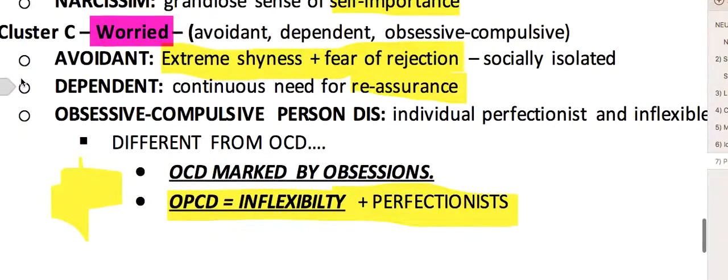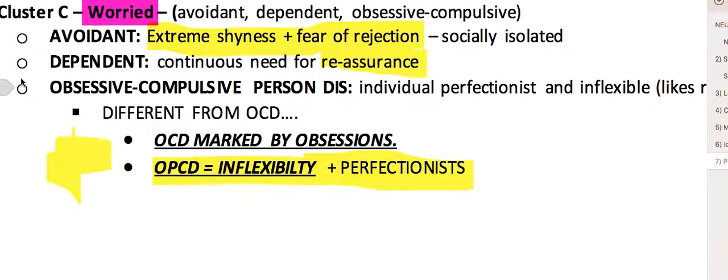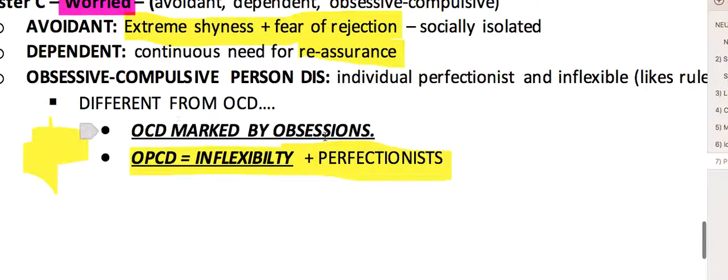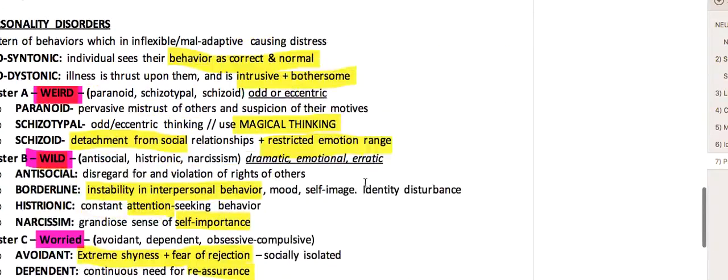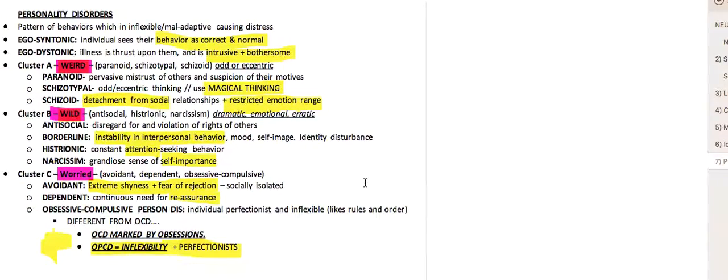Cluster C, worried: avoidant, dependent, and obsessive compulsive. Avoidant is extreme shyness and fear of rejection, socially isolated. Dependent is a continuous need for reassurance from your parents, someone else, or your significant other. And obsessive compulsive personality disorder is when a person is perfectionist and inflexible. This is different from OCD, which is marked by obsessions. So let's go back to this. This is going to be all of those different personality disorders together right there.